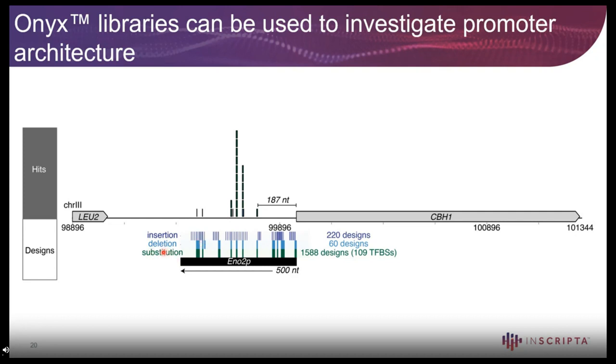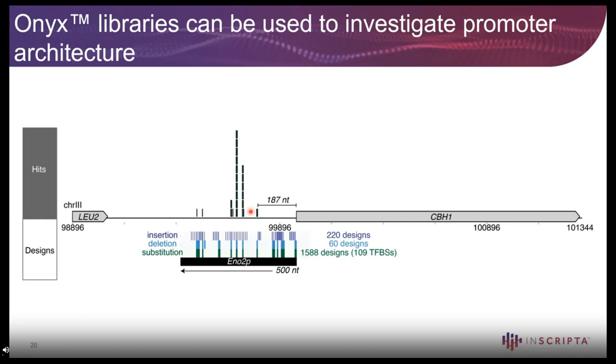Then we also made substitutions or swaps. And in that case, we took a pool of 109 transcription factor binding sites and swapped them in at the native binding sites within the ENO2 promoter. So we're covering basically this whole region with edits. On top of this black line is shown the location of the hits that were identified. I'm going to zoom in on this region on the next slide so you can see it more closely.